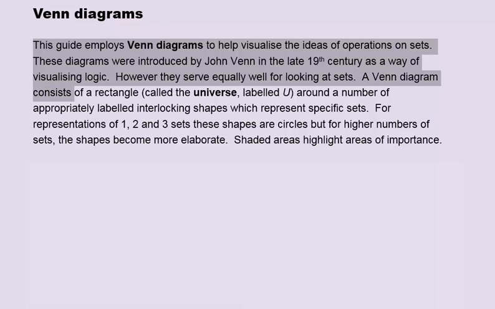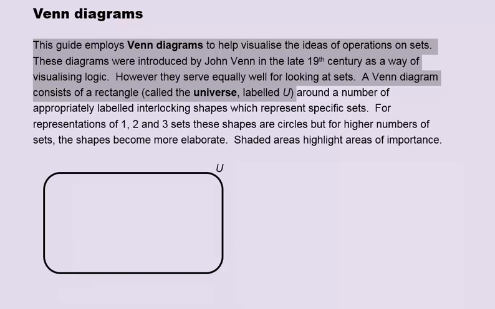A Venn diagram consists of a rectangle called the universe, labelled U, around a number of appropriately labelled interlocking shapes which represent specific sets. For representations of 1, 2 and 3 sets, these shapes are circles, but for higher numbers of sets the shapes become more elaborate. Shaded areas highlight areas of importance.